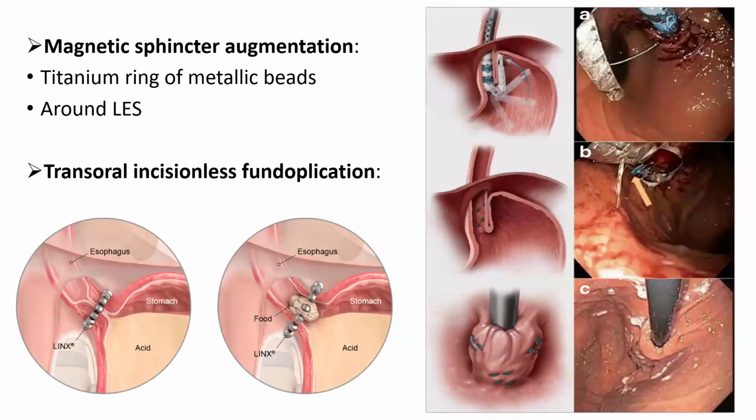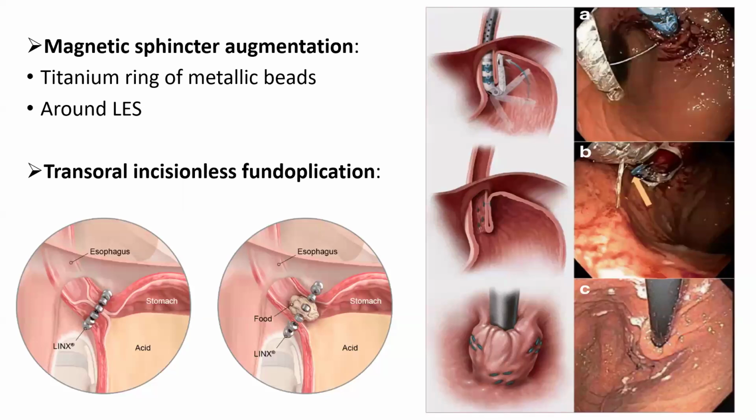Next is magnetic sphincter augmentation. It is a laparoscopic operation in which an approximately 2.5 centimeter titanium ring of metallic beads is permanently placed around the LES. During peristaltic movement, the bolus of liquid or food separates the beads, opening the gastroesophageal junction and allowing the bolus to pass into the stomach. After that, the beads return to their original position to augment the LES resting pressure and significantly reduce gastroesophageal reflux.